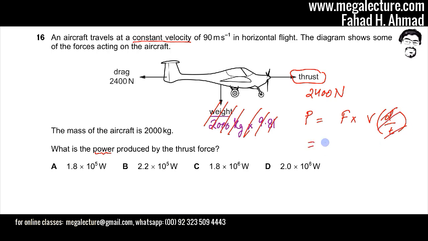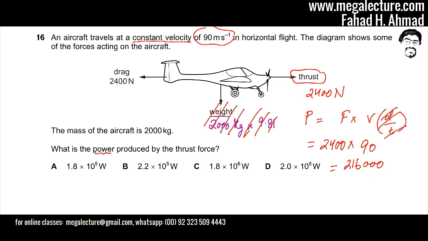So we have force, which is 2400 newtons, and we also have velocity, which is given over here. It's 90 meters per second. So I'm going to multiply the two, and the answer that I'm going to get is 216 with 3 zeros.